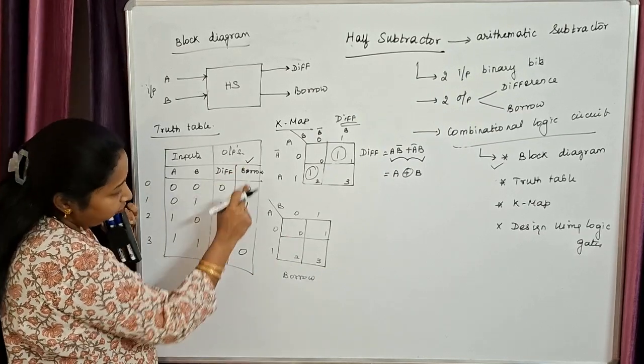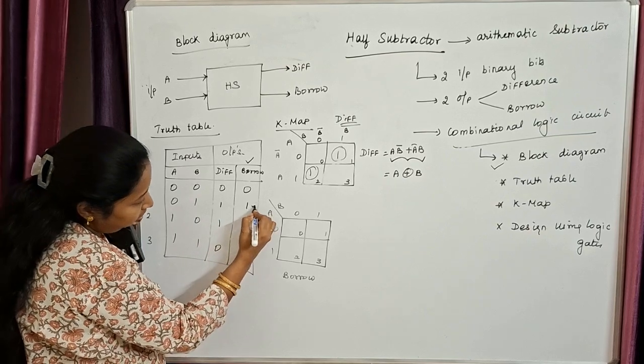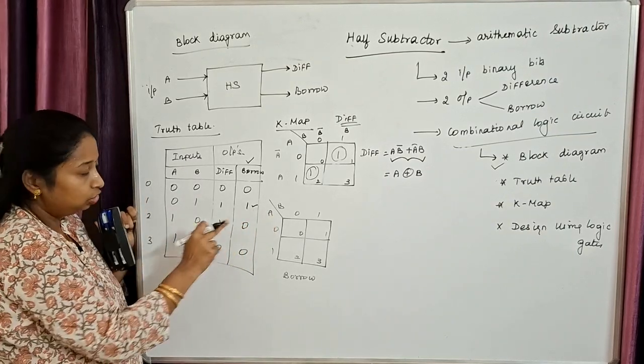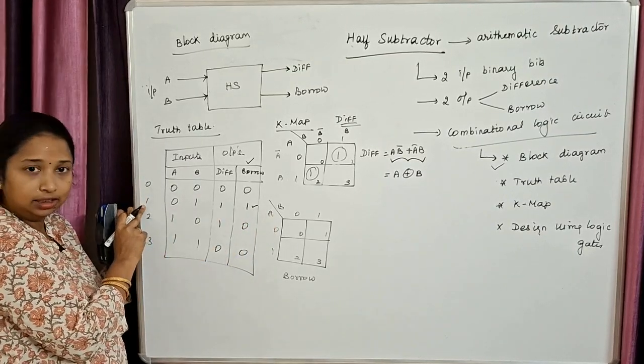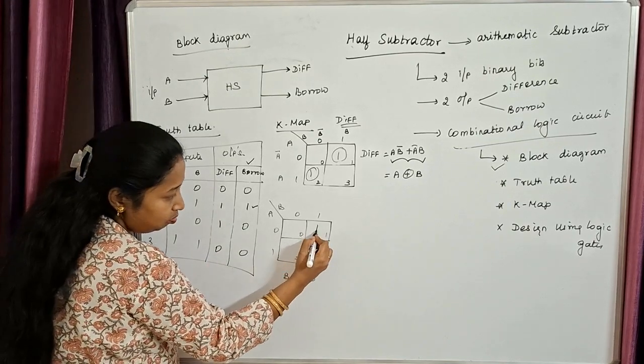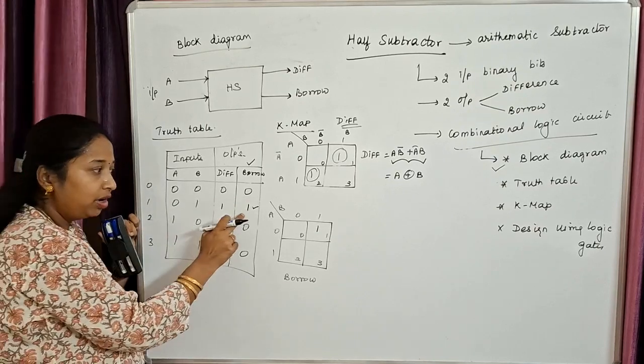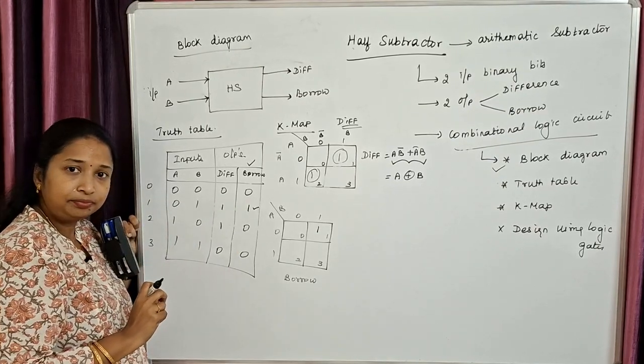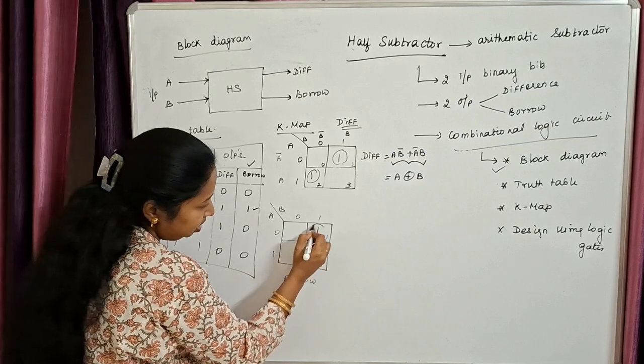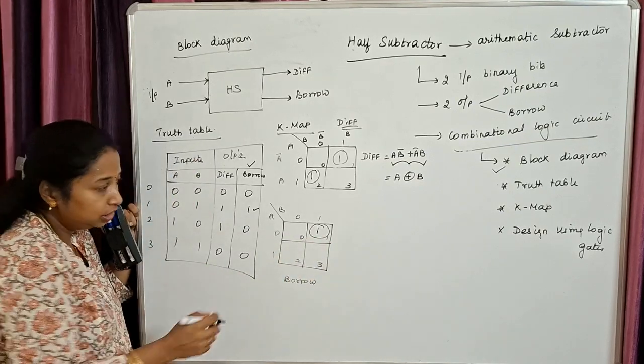Clear? Now, for the borrow, where you have got 1, you have got 1 only in one position. So, check for the corresponding decimal number, it is 1. So, against 1, you have to position 1. You don't have 1 in any other place. You have got 1 only in this particular place. Right? Now do the mapping. It is a single variable mapping. So give me the expression.